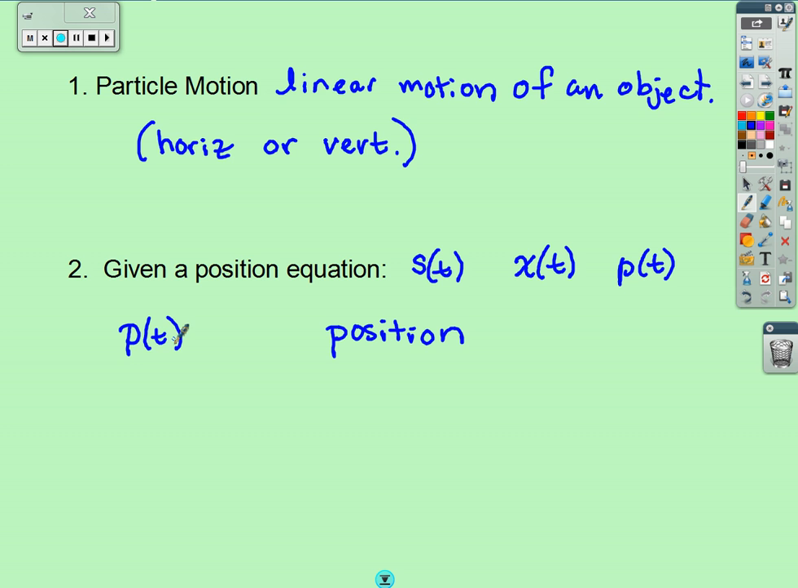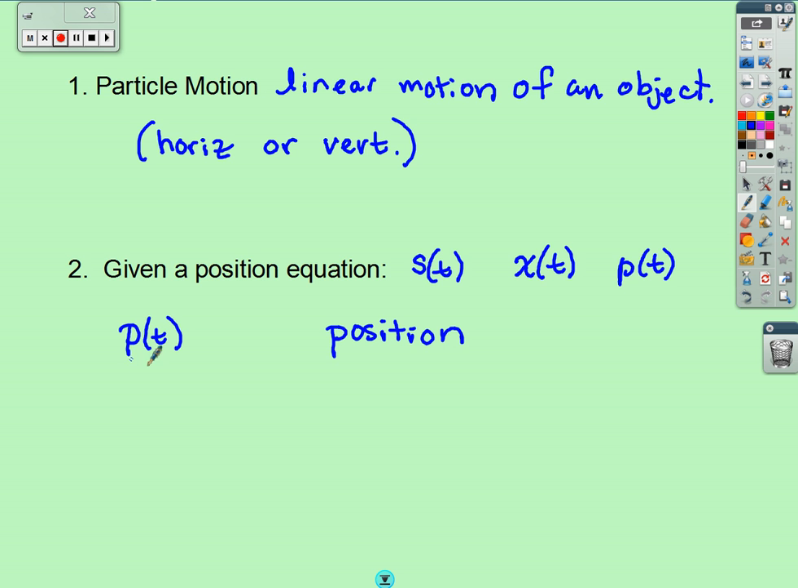What's the position of the particle on the x-axis at time t? What's the position of the particle on the y-axis at time t? Okay, this position could be equal to -1. So that would represent that the particle is at the location -1 at time, for example, 0.